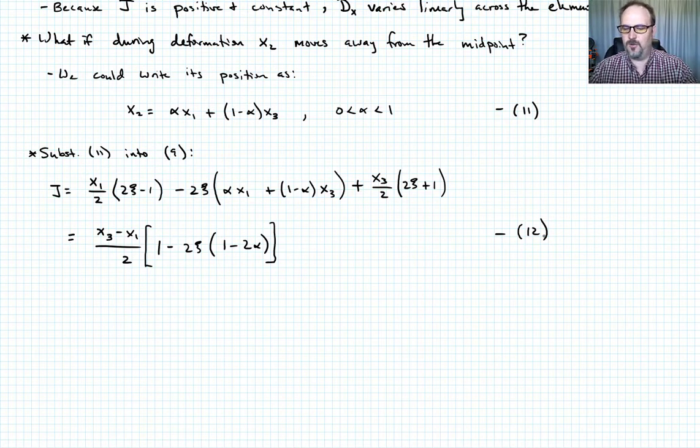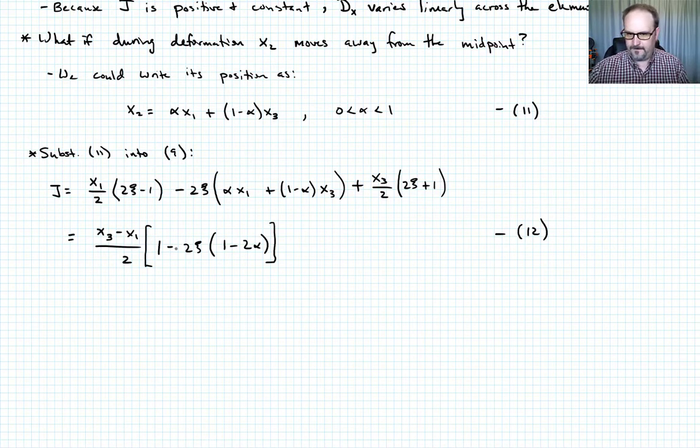All right, so let's just do a quick double check. Can we verify if I plug in alpha equals 1/2, which is what I said we had before, do I return the same answer? Well, alpha equals 1/2 drives this term in parentheses to 0, which drives this 2c to 0, and we're left with x3 minus x1 divided by 2. That's what we had for the Jacobian initially, which was constant. But in the case where alpha isn't 1/2, when the x2 value is not at the midpoint, then the Jacobian is not constant across the element, okay?